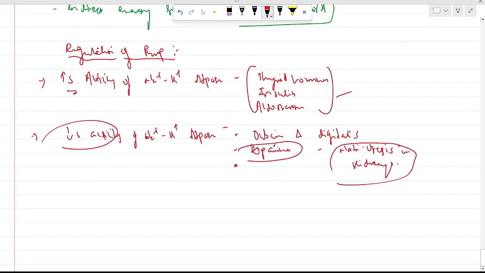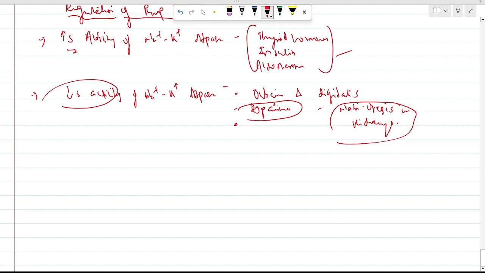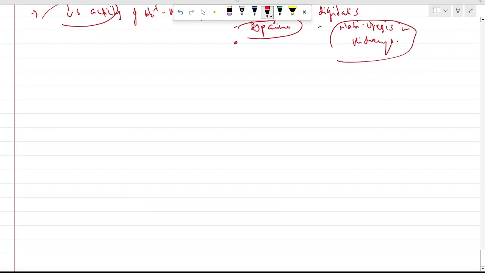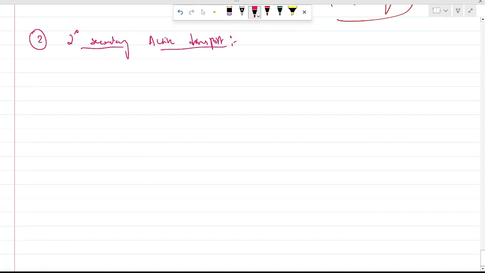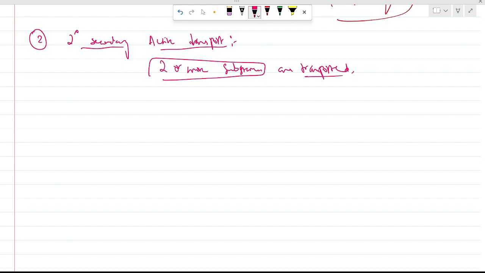So this is all about our discussion on primary active transport. Primary active transport directly uses ATP. Now we are going to discuss secondary active transport. First, the feature of secondary active transport, we need to remember that two or more substances are transported.